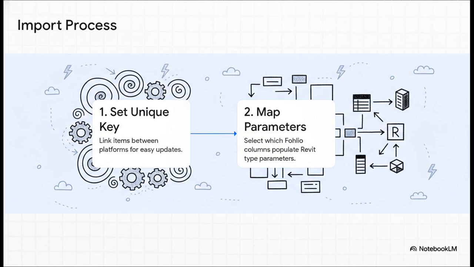It's really just a simple game of connect the dots. You tell the add-in that your cost column in Fohlio goes to the cost parameter in Revit, supplier goes to supplier, and you're done. You map it once, and the system actually remembers those connections for your entire team.